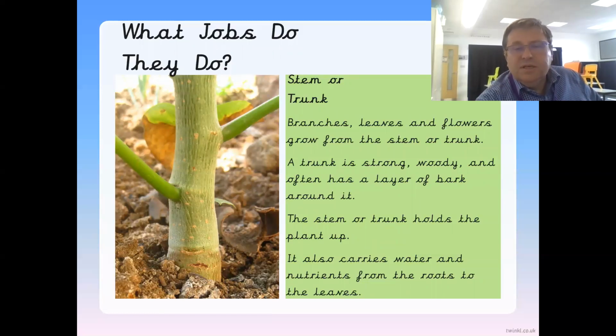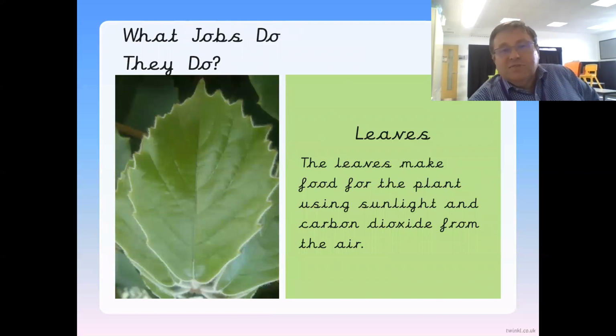Now they obviously hold the plant in place, hold it upright, hold the flowers to attract bees and what have you. They also carry water and nutrients from the ground, from the soil, through the roots, up and into the plant to keep it living healthily. So that's the stem. Now, the next thing is the leaves.